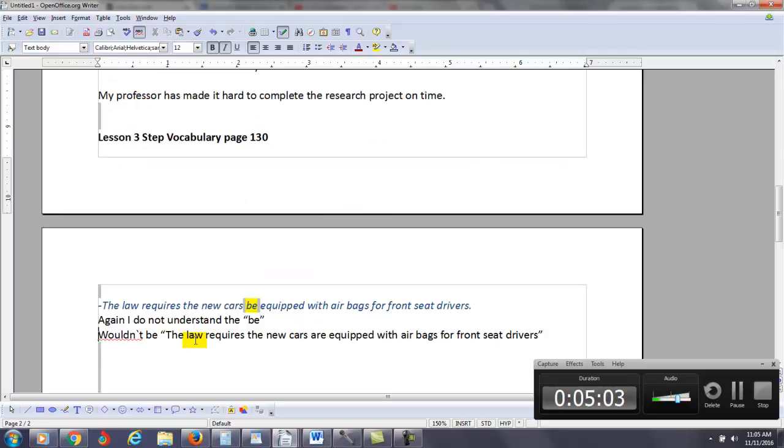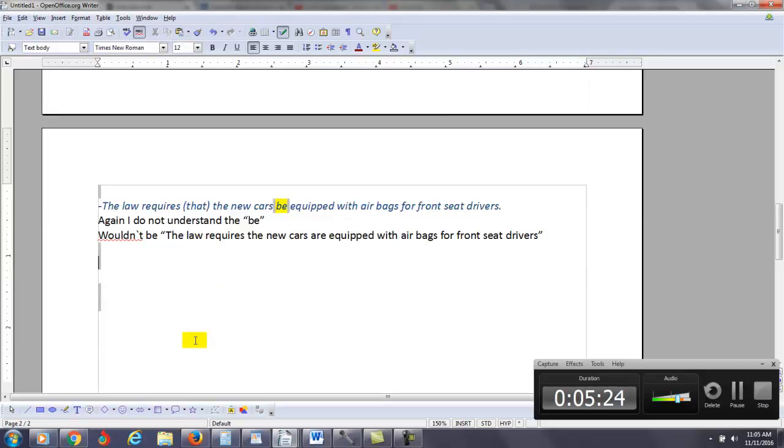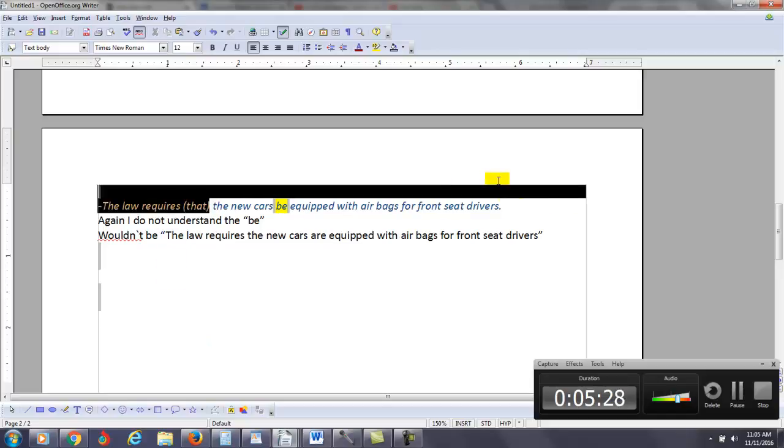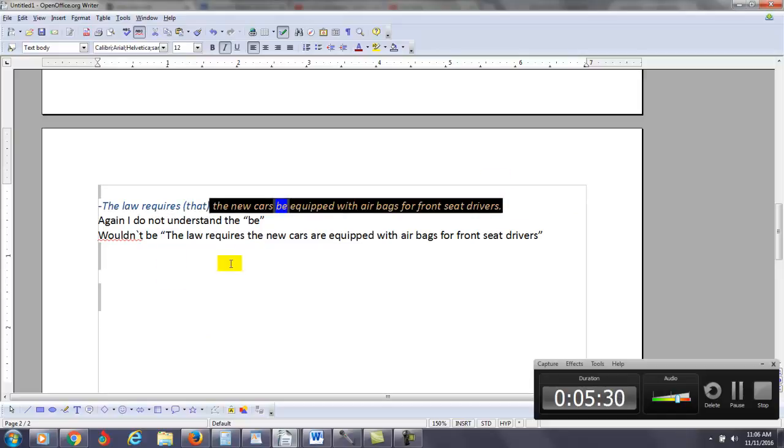Alright? Okay, let's go to another one. The law requires, and you can almost think about it, even though you don't see it, you can think about the word that here. The law requires that the new cars be equipped with airbags for front seat drivers. You have the same question as before, so it should be here. Because if you rewrite it a different way, you could say it like this.